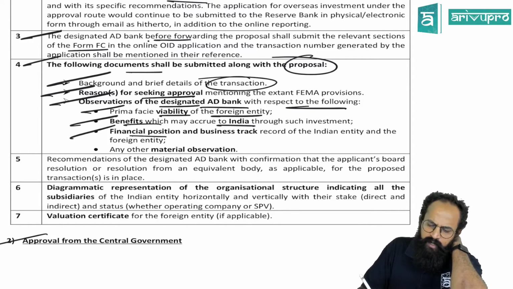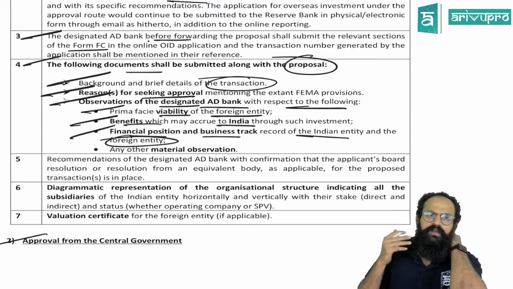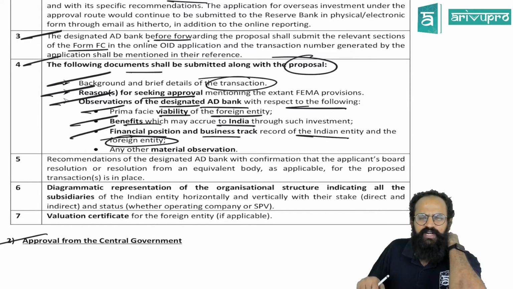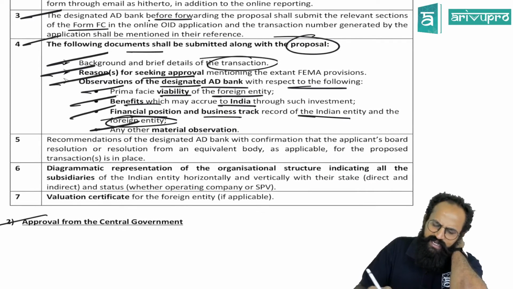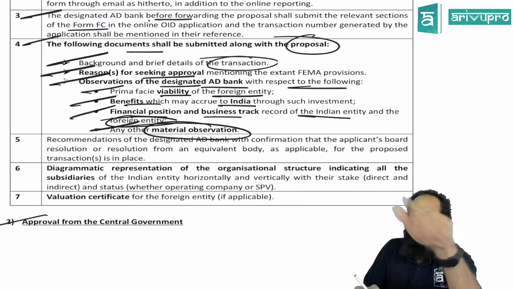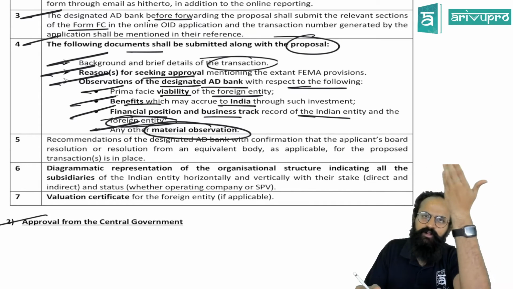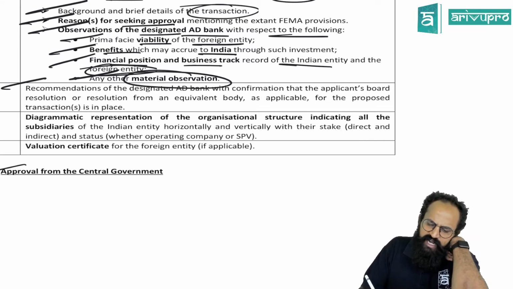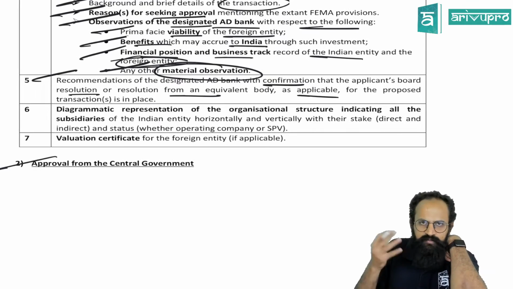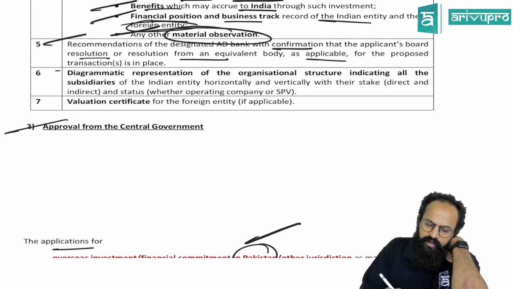Financial position and business track record of the Indian entity and foreign entity. Our track record, our financial position, their track record, their financial position, and any other material observation the AD bank would have given, we will forward that also to the central government as well as RBI. Recommendation of the AD bank with confirmation that the applicant's board resolution or resolution from an equivalent body is applicable. So you have passed the board resolution and all of that is there.